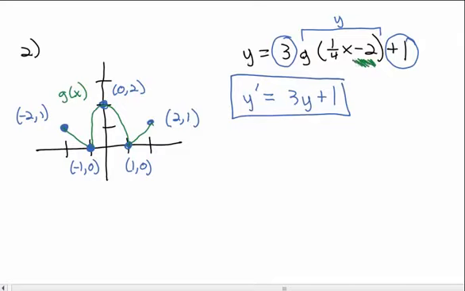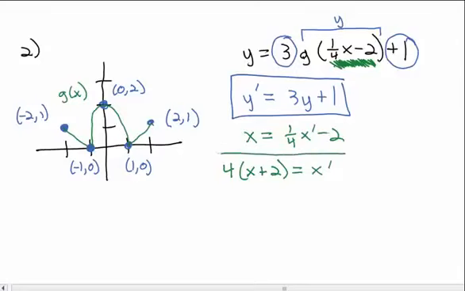Our x's are inside the parentheses, but remember we're going to have to solve, so it's backwards. x equals 1/4 x prime minus 2. So to solve, we're going to have to add 2 to both sides, and then we clear the 1/4 by multiplying by 4. You can distribute if you want. I'm just going to do the order of operations, add 2, multiply by 4. And that'll give us our new x coordinates.